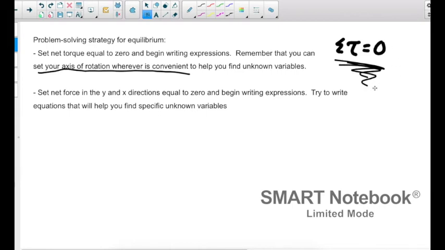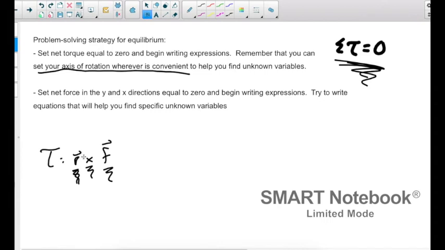So sometimes it's helpful for us to choose an axis of rotation where certain forces do not cause a torque. Remember what's required for a torque. The definition of torque is r cross F. The force that's applied has got to be a distance away from the axis of rotation, and because it's a cross product, the force has to have a perpendicular component to that r vector.